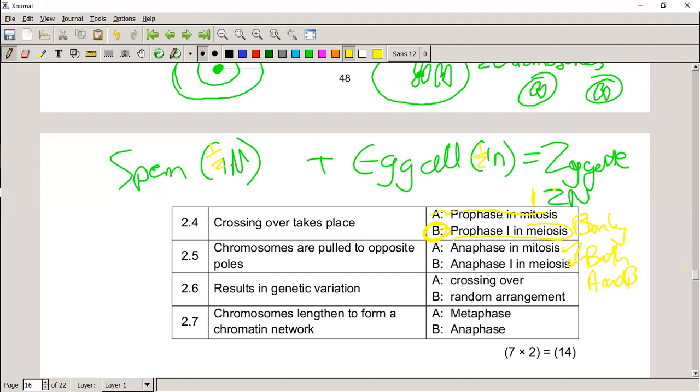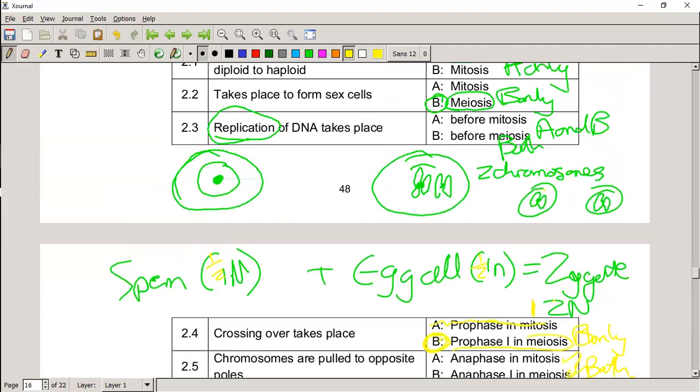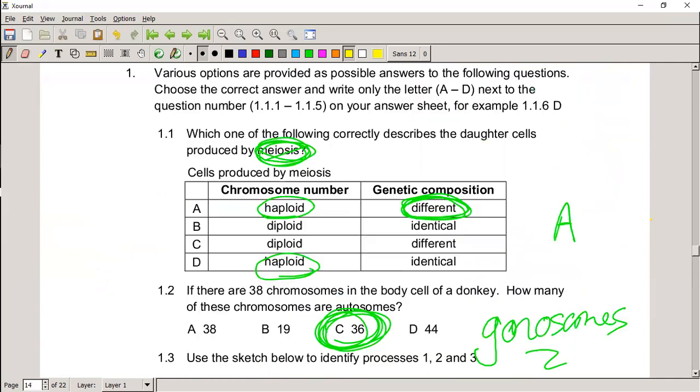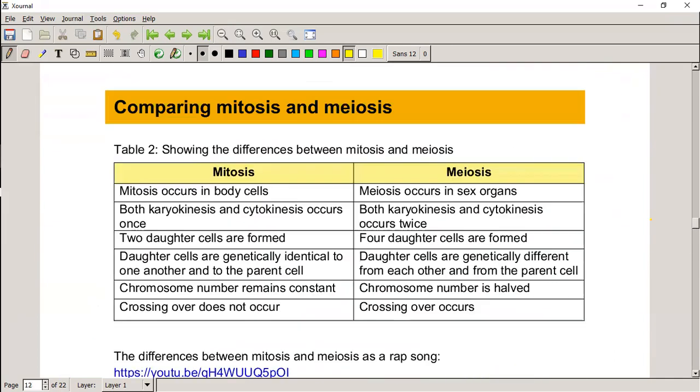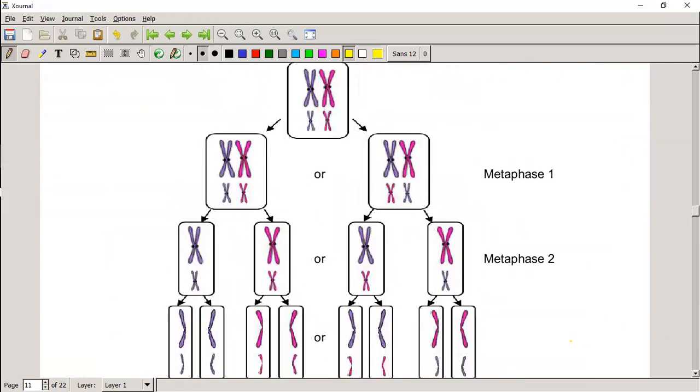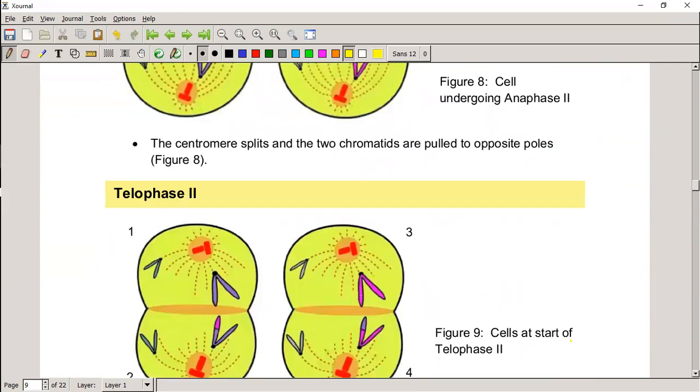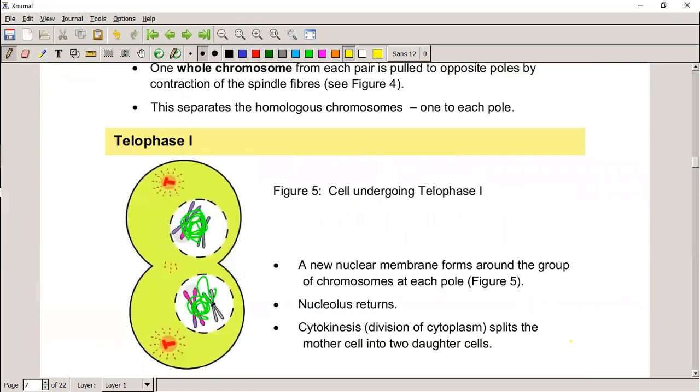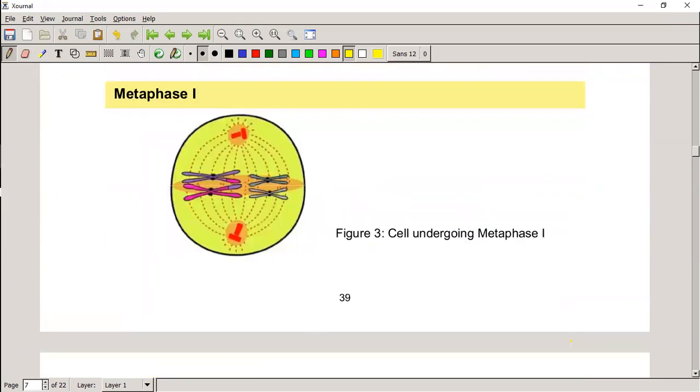Okay, Latabo, you have a question? So does crossing over also happen in prophase two of meiosis? No, it can't. Let me show you why. In prophase one, I've got bivalent pairs that can lie next to one another. I've got homologous pairs and they can lie next to one another. And so that's why the crossing over can take place there, because they can actually cross one another.